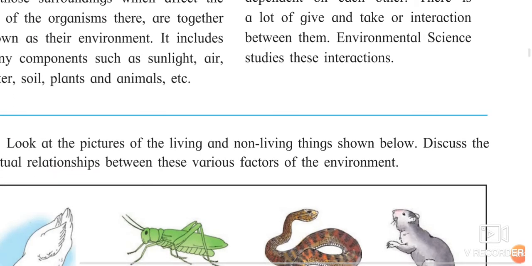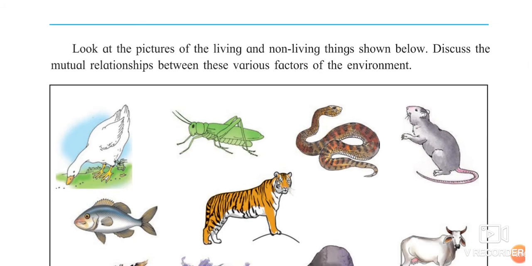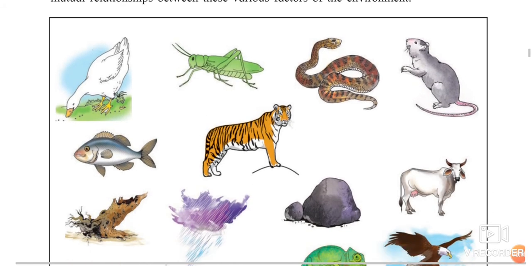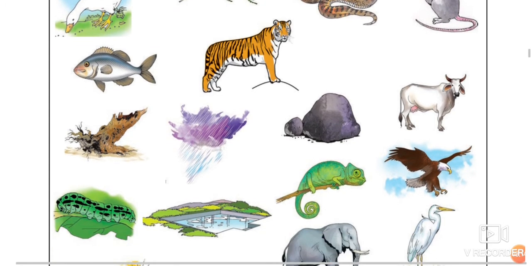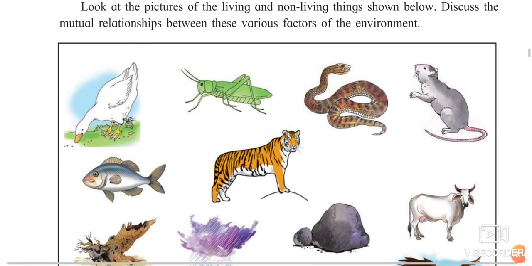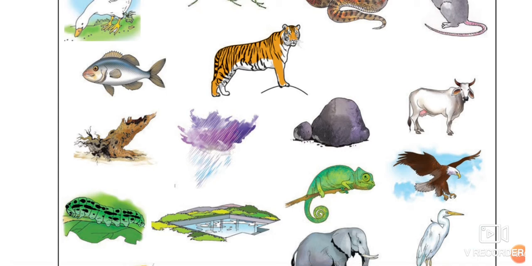Okay, now they have given you a few pictures below, and they have told you to discuss the mutual relationship between these various factors of the environment. Now you can see over here this grasshopper. Now the grasshopper is eaten by which of the animals present here? Can you see a frog present? Is a frog present here? No. Then tell me who can eat the grasshopper? Yes, the snake can eat it. Now who can eat the snake? Yes, the eagle can eat it.